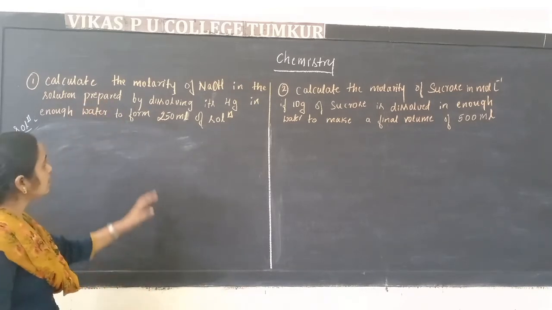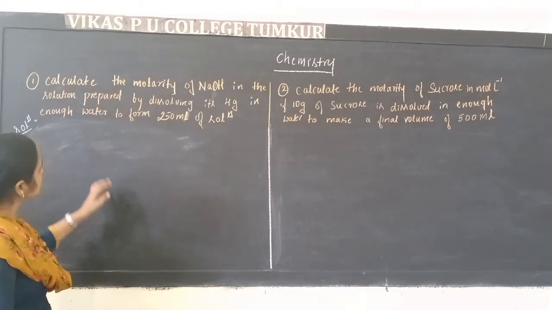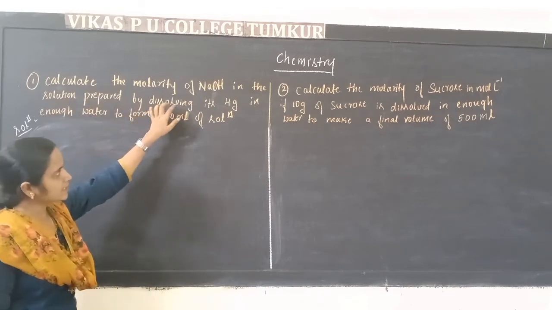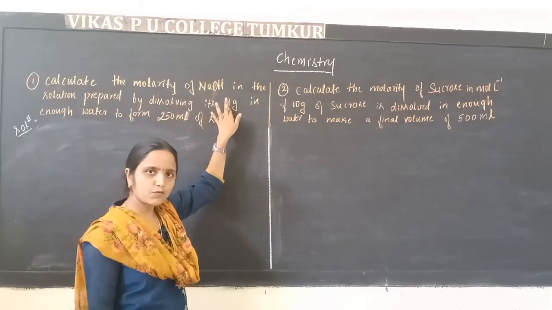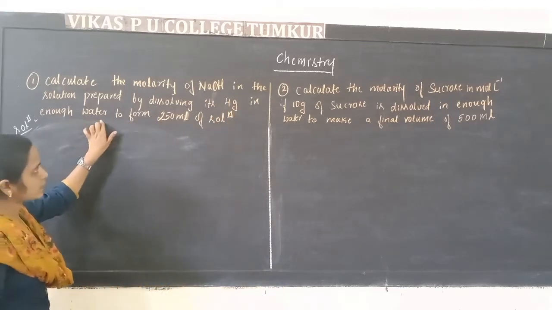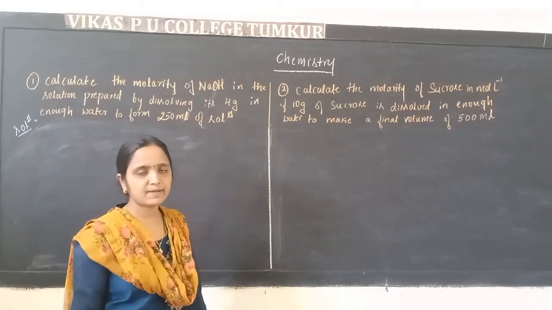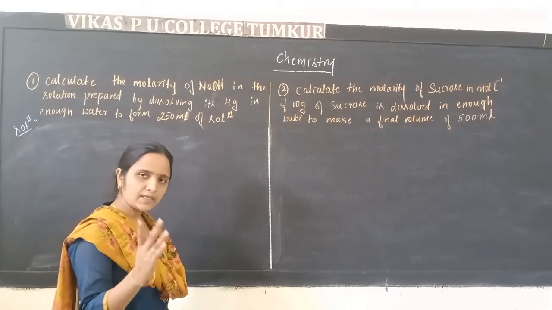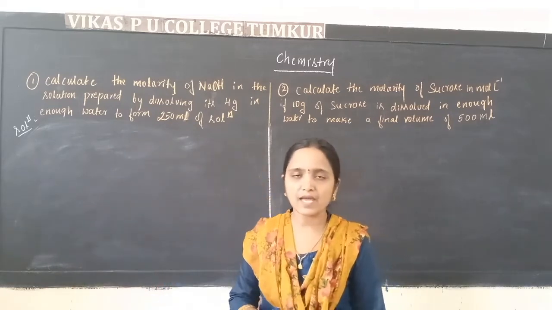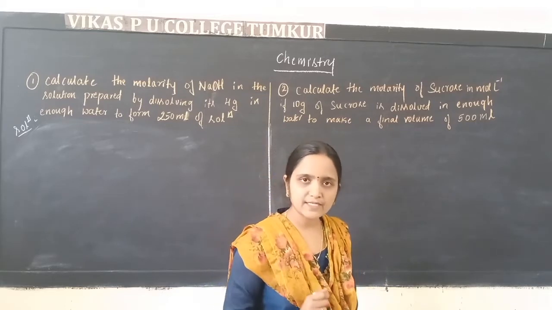Now, what to do? Calculate the molarity of NaOH in the solution prepared by dissolving 4 gram of it in enough water to form 250 ml of solution. Here, what is given in the data? The mass of the solute is given. Then the volume of the solution is given. Then we should find the molarity.